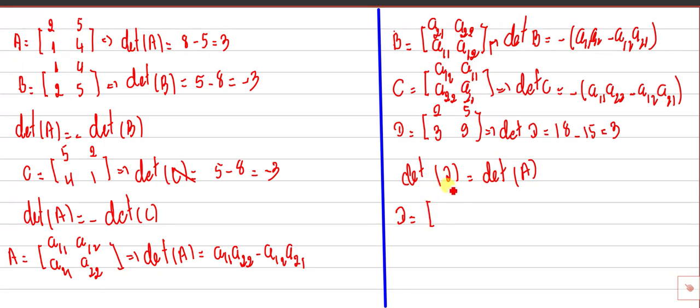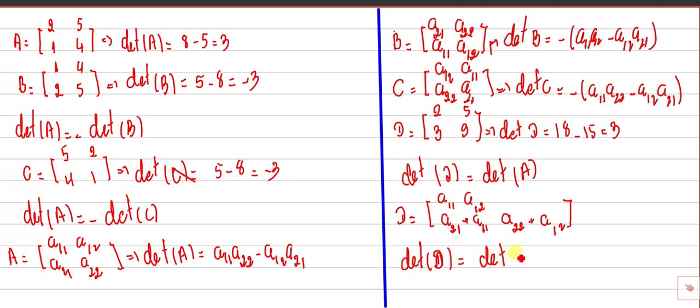So D is obtained from this one: the same row 1, A11, A12, but row 2 is A21 plus A11 and A22 plus A12. The determinant of D is equal to the determinant of A, because this one is obtained from row 2 plus row 1.